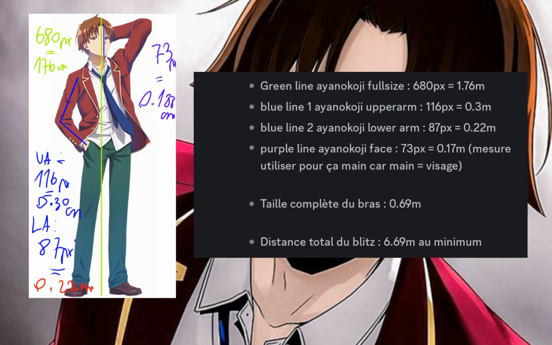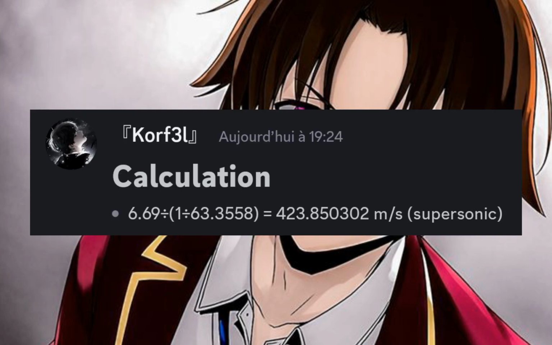Except that although the distance has been announced at 5 meters, we can think that it goes further given that it also defeats the hand of Ichika always during the blitz. We can therefore add at least 1 meter to get between Ichika and Kushida plus 69 centimeters, which is the size of his arm. After further calculation, the distance increases to 6.69 meters, giving a supersonic result of 425 meters per second.